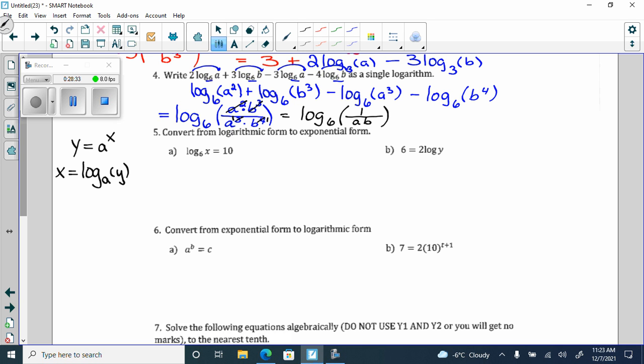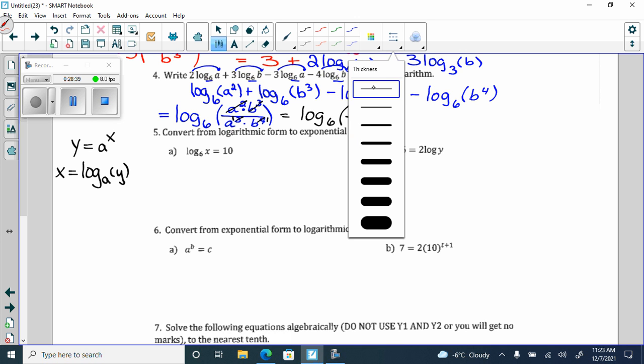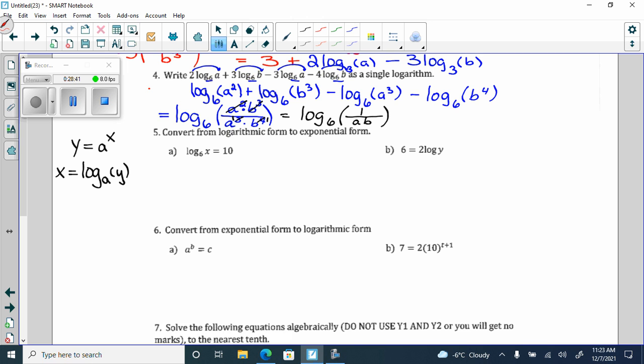Am I matching it up with the one with the log in it or the one without the log in it? The one with the log in it because it has the word log. So this matches with A. This matches with Y. This matches with X. And then I rewrite my equation: y equals a to the x, and fill it in. Y is actually x equals 6 to the x, which is 10. Done.